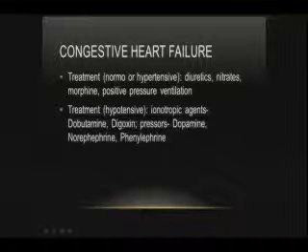So the treatment is dependent on the patient's blood pressure. If they're normo or hypertensive, you're going to treat them with diuretics, vasodilate them with nitrates, morphine, and positive pressure ventilation if necessary. If they're hypotensive, we're going to use inotropic agents like dobutamine, digoxin. If they are needing pressors, dopamine, norepinephrine, or phenylephrine.